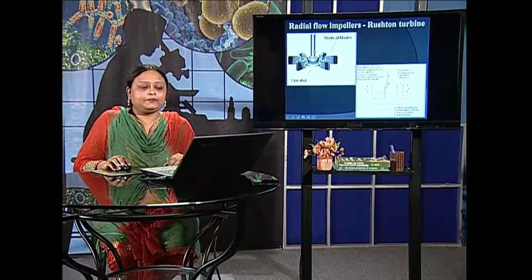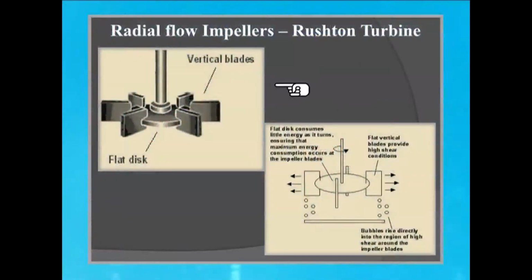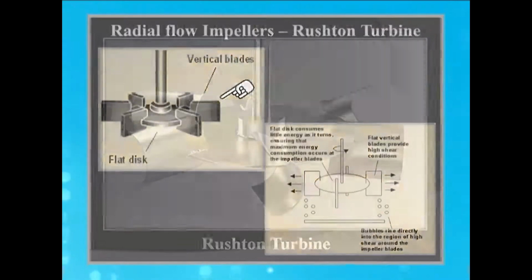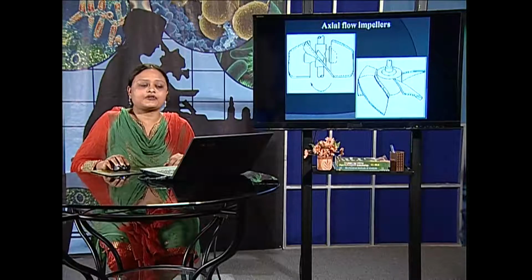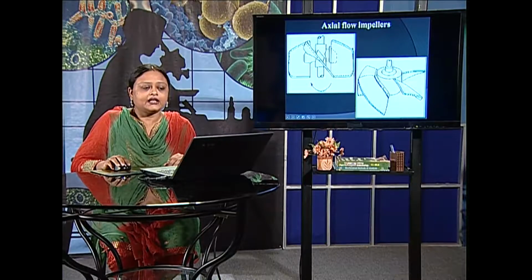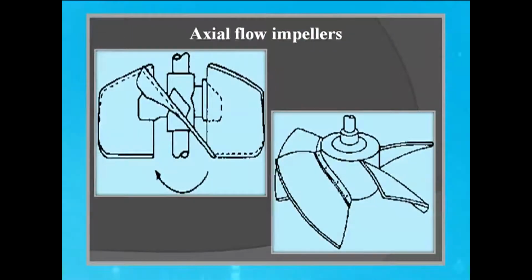This is a typical photograph of a Rushton turbine, which is again a radial flow impeller. You can see here the flat disc and these are the vertical blades. This is also a Rushton turbine. Next, we move on to the axial flow impellers. These are just directly attached to the axis and there is no disc, and that is why we differentiate these two, and the flow of liquid is also different.